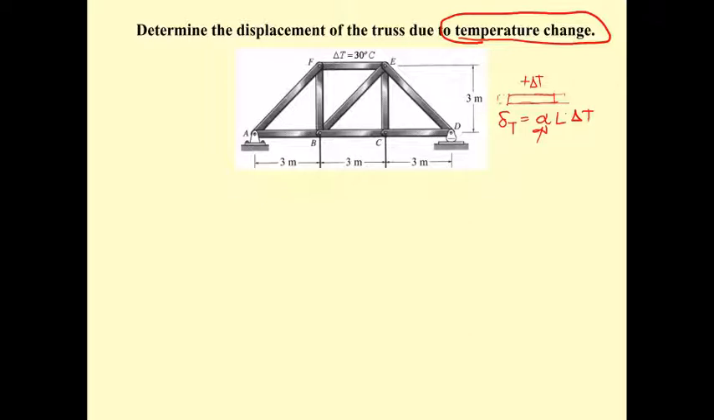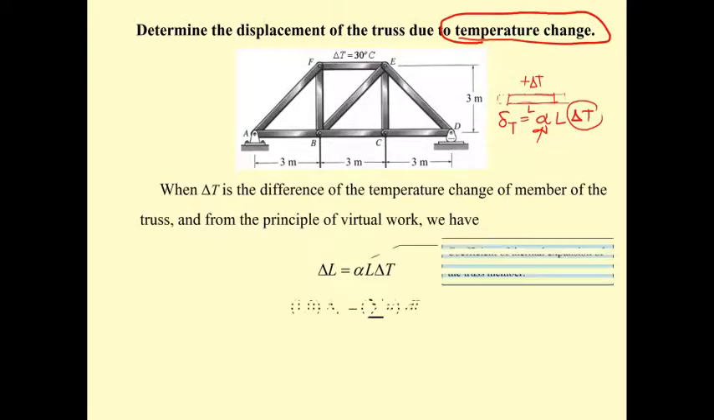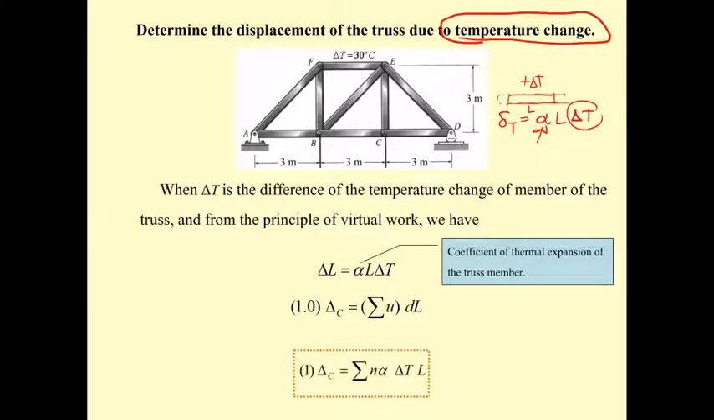This is the coefficient of thermal expansion due to the temperature change. Okay, this is the length. This is the length L, and this is the change in temperature. Now, what we have is the coefficient of thermal expansion for the truss member as alpha, L is the length, and delta T is the change in temperature.